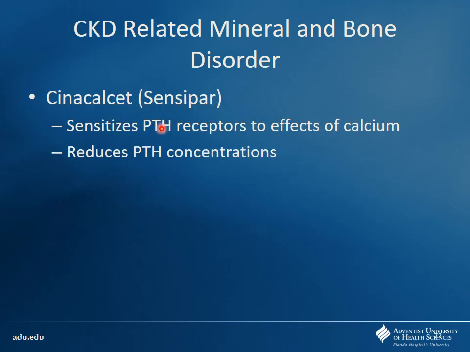Okay. Next, we have cinacalcet. This is going to be sensitizing parathyroid receptors. It actually makes it more responsive to calcium. The calcium is there, so that way it can help to reduce PTH secretion, because if it thinks there's enough calcium, it's not going to release as much PTH. You're not going to have as much bone degradation happening. So that can be very useful for patients who are still having these electrolyte abnormalities.